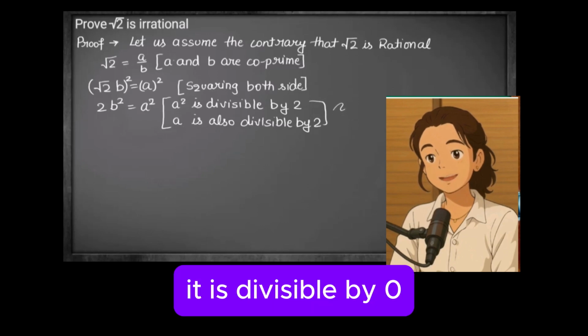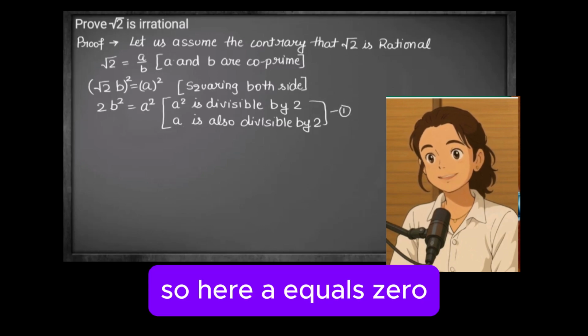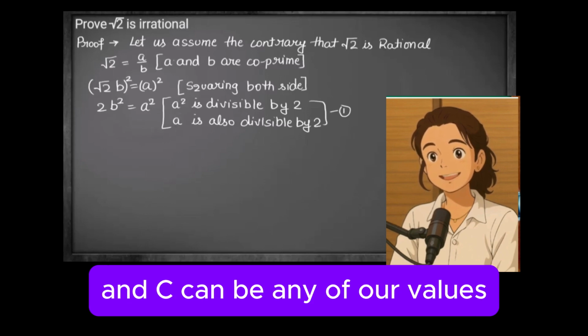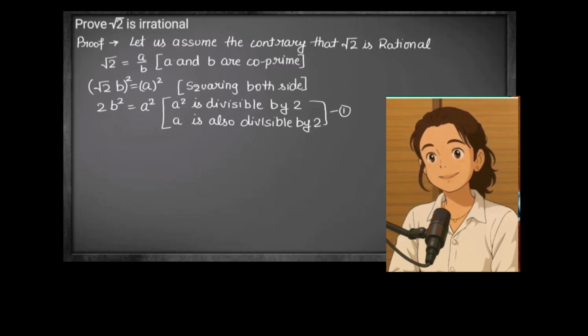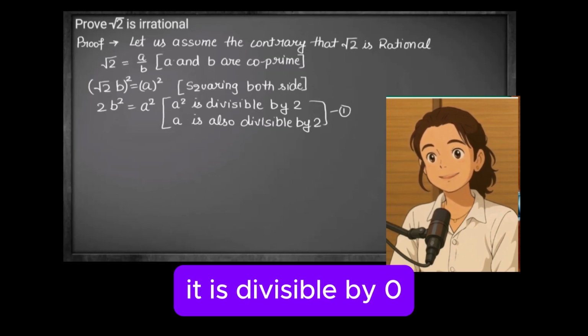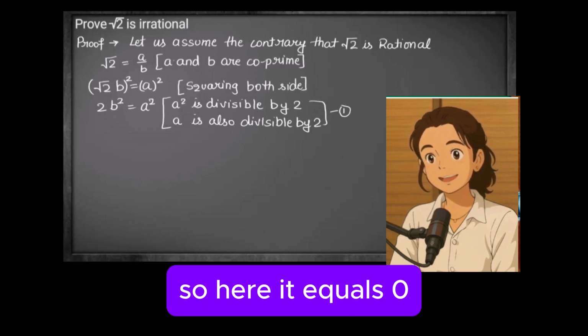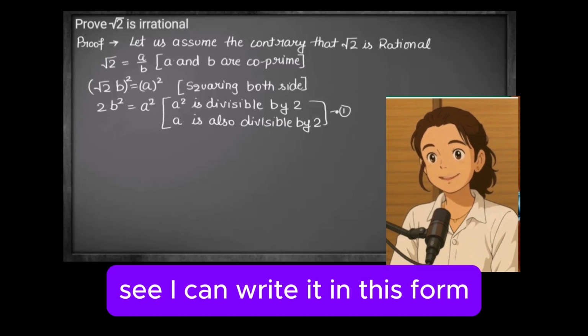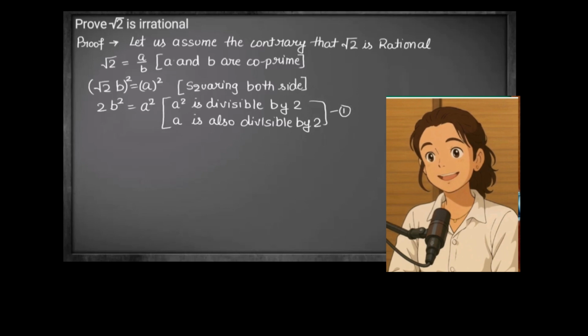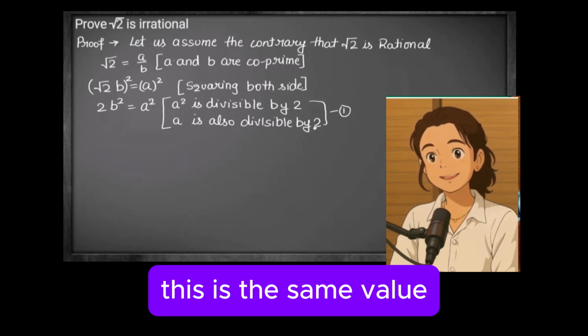It is divisible by 2. So, here a equals 2c. I can write a in this form and c can be any integer. Whatever our a is, it is divisible by 2. So, here a equals 2c. I can write it in this form and c can be any integer. This is the same value.